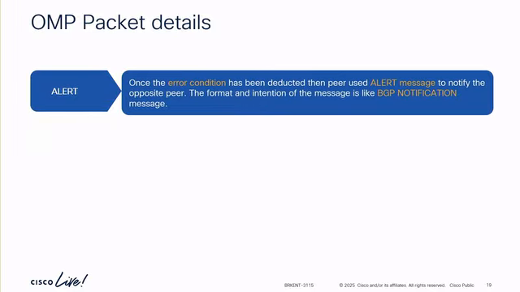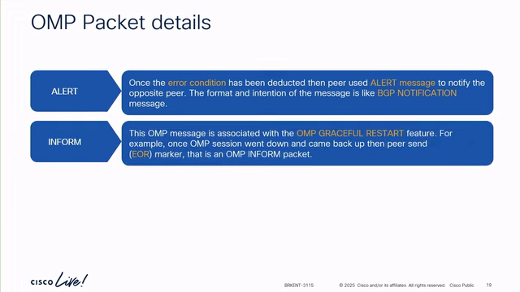And then we have the alert packet, which is just like the BGP notification messages. If any bad thing happens, or if you are not able to receive the packet, or the packet is corrupted, then the peer sends that alert packet and gracefully shuts down the peering.